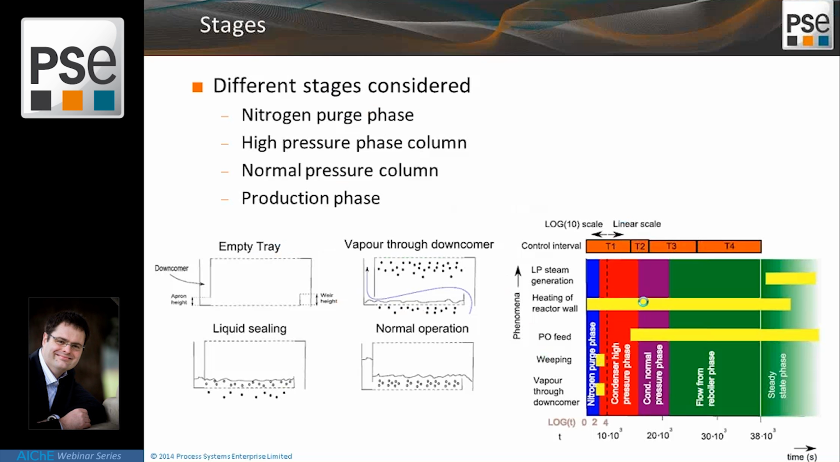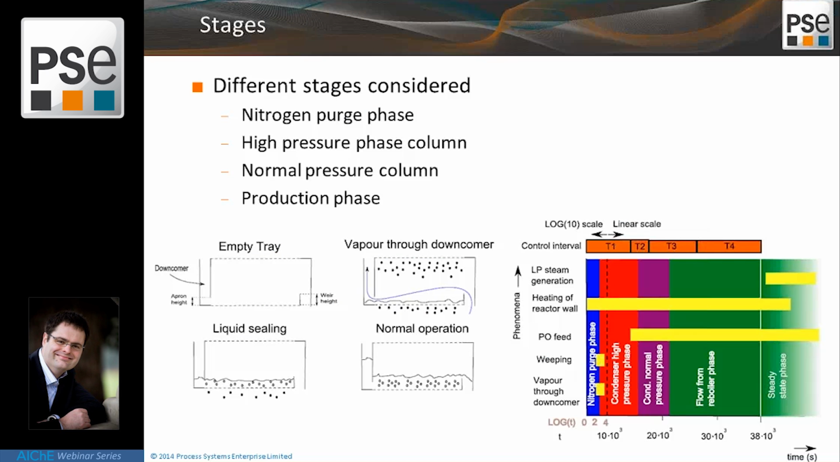Now, in this process, there's a lot of stages that are considered. And just to give you an idea for the people that are not too familiar with distillation, the column started completely empty, filled with nitrogen, because PO is very flammable. So rather than having air in this system, you'll have to fill it with nitrogen. And in the beginning, the tray is empty. Then liquid starts to pour, usually from the condenser, but it could also be from the feed or both.